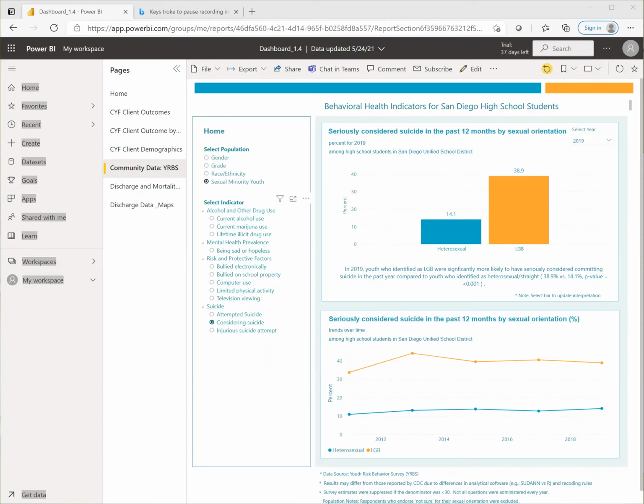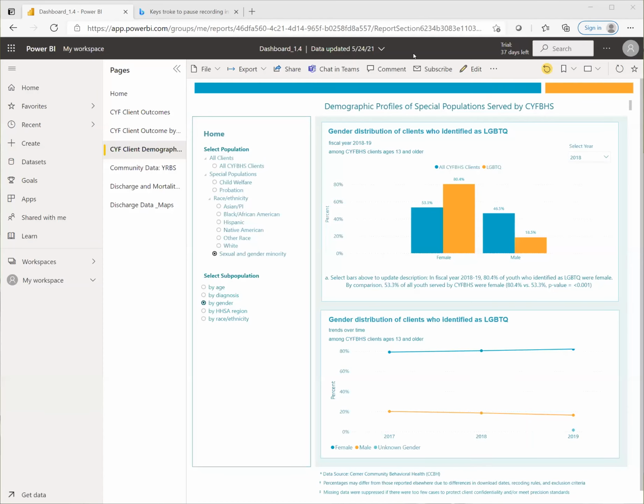So the second line of inquiry might be to look more closely then at some of our CYF, our client data, to see if we can identify inequities in the populations that we're serving. So in investigating our client data, a good place to start is the demographic profiles. And so we've now navigated over to the demographic profiles page. And again, you can see that we have the option to investigate demographic profiles by numerous CYF populations. And we're looking at our sexual and gender minority youth for today's example. And then you can look at it by numerous subpopulations. Again, age, diagnosis, gender, region, and race ethnicity are all options.